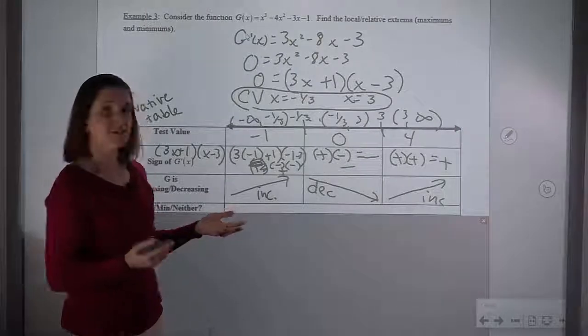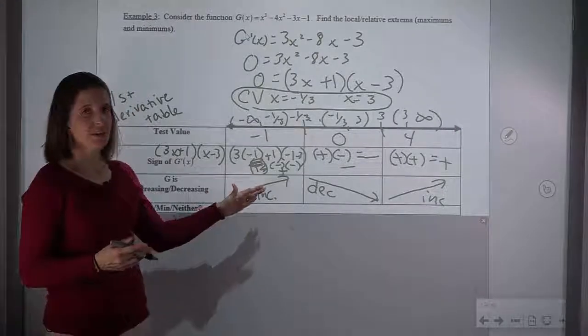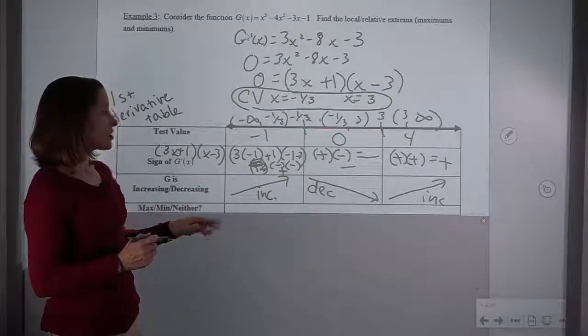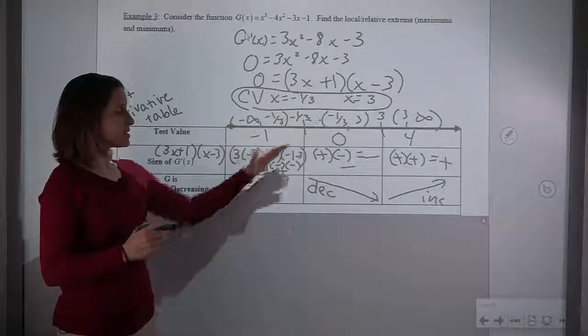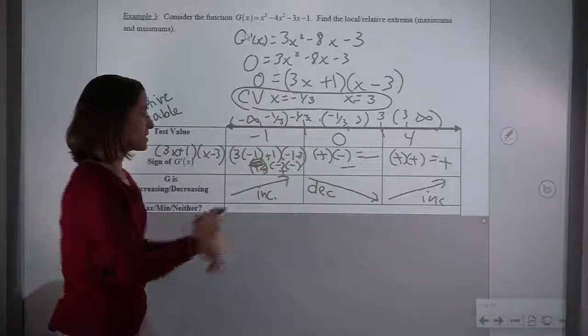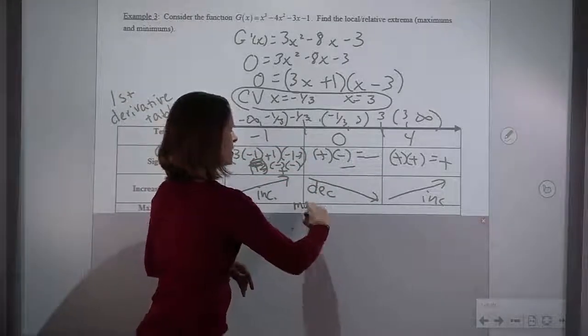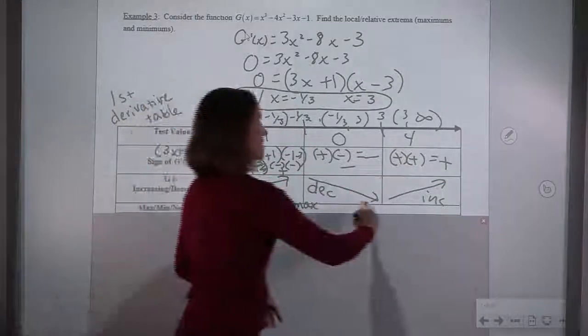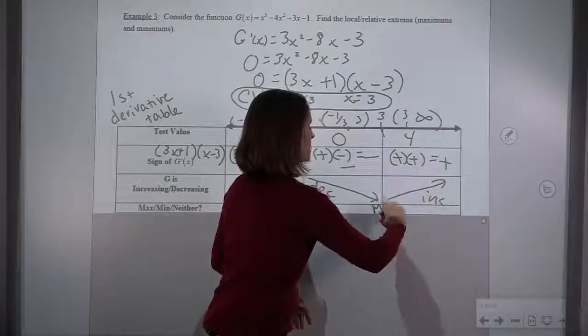So then we say, well, what shape did this make? So is this what the function actually looks like? No, but it gives us an idea of what's going on. And so we can see that if my function was increasing and then decreased, then I get the shape of a max. If my function was decreasing and then increased, then I have the shape of a min.